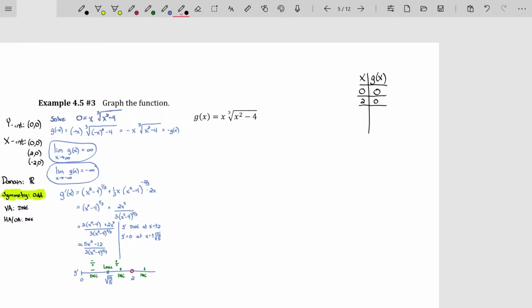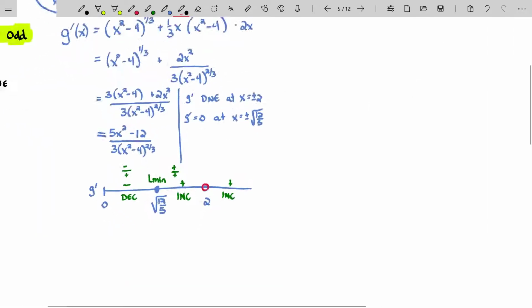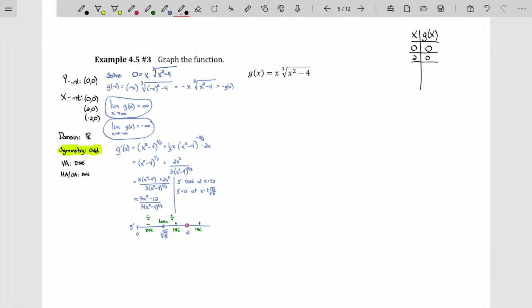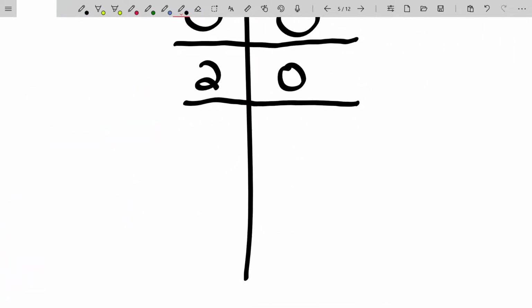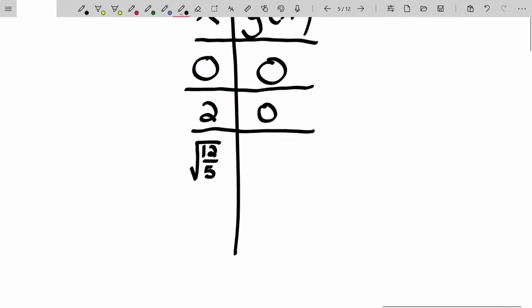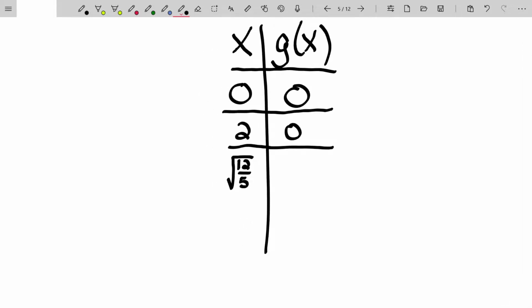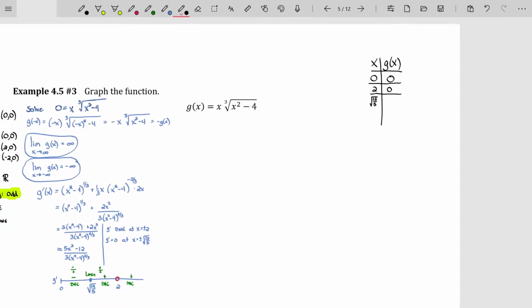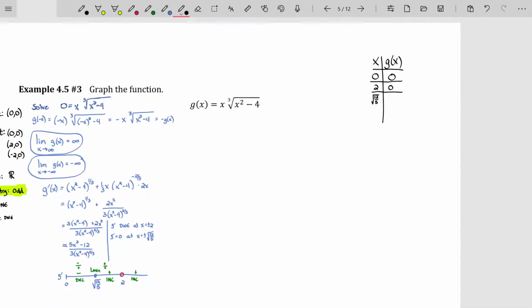Let's see. The next critical point occurs at the square root of 12/5. So I'll plug that in here. Remember, we also have a critical number at negative square root of 12/5, but we're going to use the fact that our function is odd to get that. And then we also have 2, but 2 is already there.